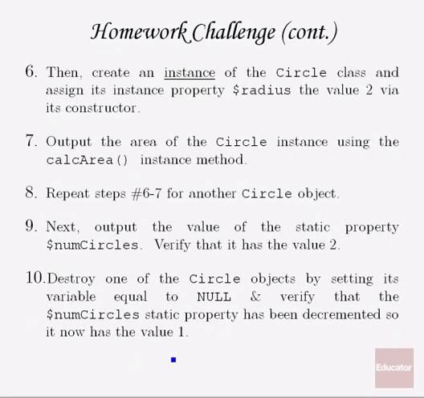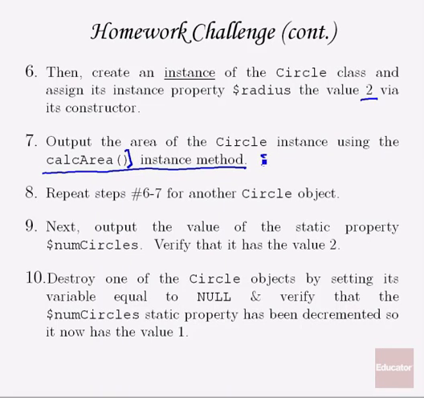And then I want you to create an instance of the circle class. Pass the constructor a value of 2. So the circle constructor should take the value 2 and set its instance property radius equal to 2. Then create a calcArea instance method, which is going to calculate the area of a particular instance of a circle object. So this is going to be an instance method, not a static method.